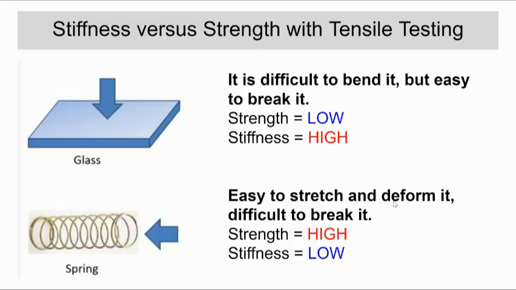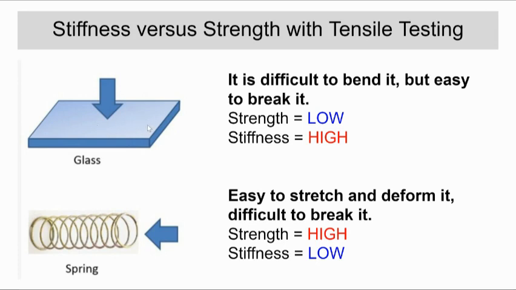So one of the common misconceptions is to assume that if a material is strong, it's also stiff and vice versa. Let's look at an example of that with glass and a spring. Glass is difficult to bend. It's extremely stiff, but it's very easy to break. It's not very strong. So stiffness again measures the resistance of a material to a load being applied.